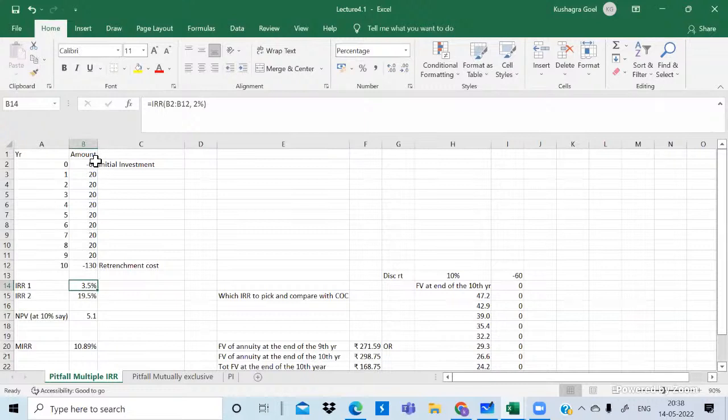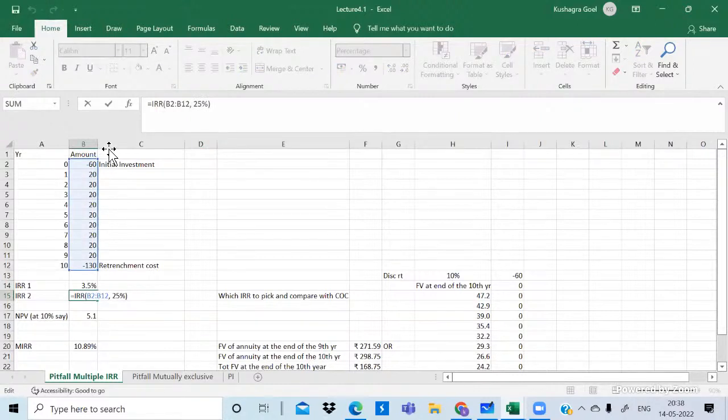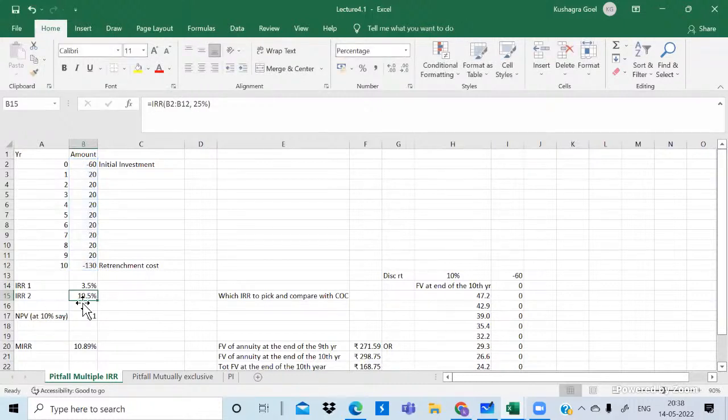Now, I clearly know that in this case I should be getting two IRRs. One IRR is 3.5%, but I need another IRR because the sign is changing twice. So I'll again do the calculation for IRR. I'll select all these numbers, and when I write a guess number, I'll not write a small number. I'll write some other number, maybe 15%, 20%, 30%, 40%. I've randomly written 25%. Now, when you enter, you get another IRR, which is 19.5%. That is how you'll get multiple IRRs in case the sign is changing multiple times.